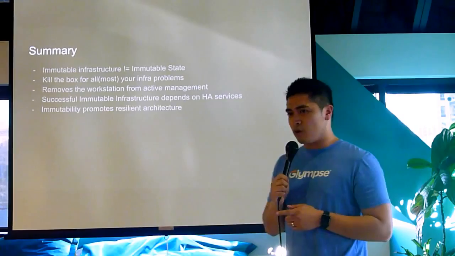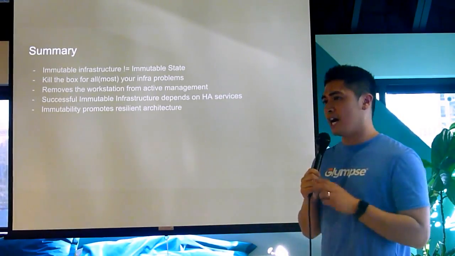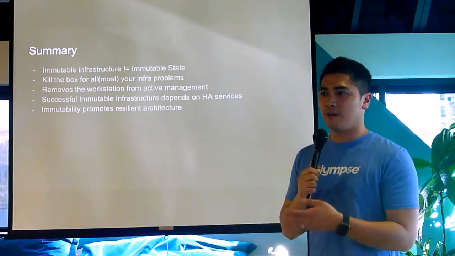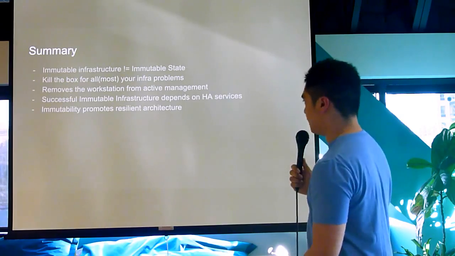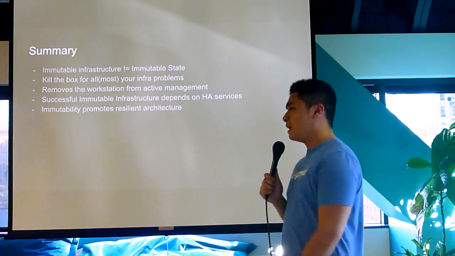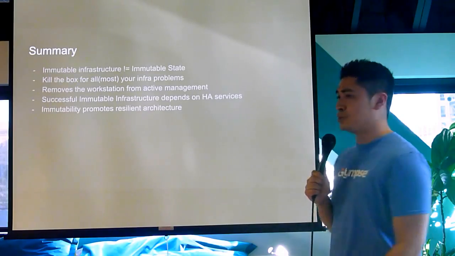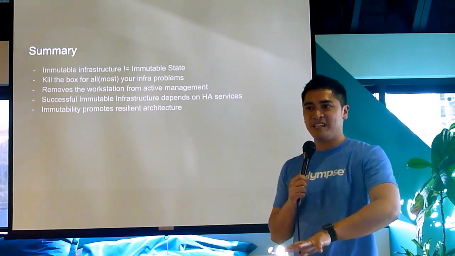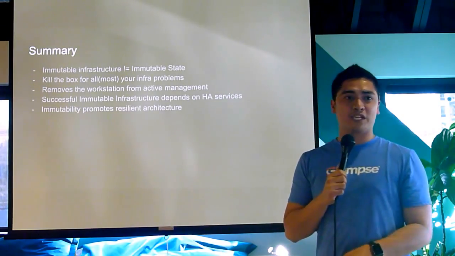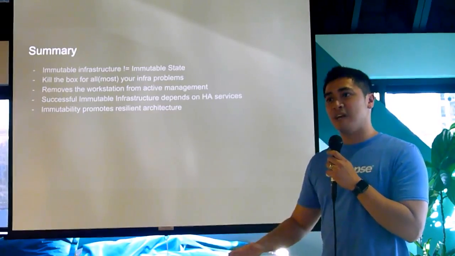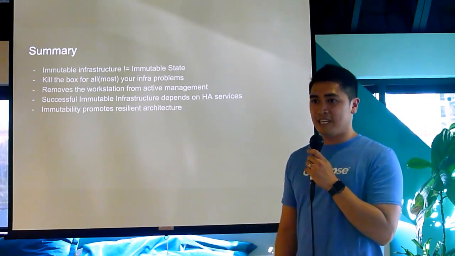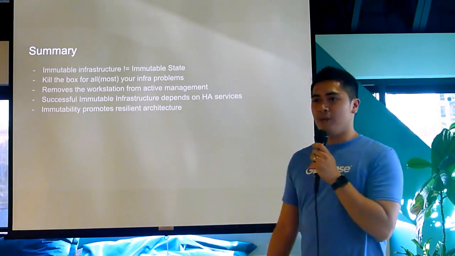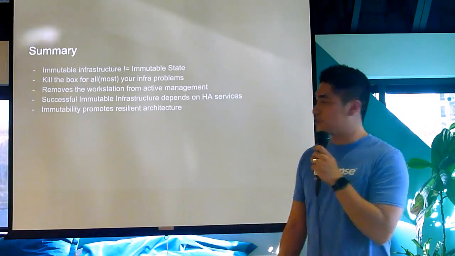Successful immutability, one of the main requirements, depends on highly available services, so fault-tolerant services. If Consul was not highly available, when I kill that box, everything would just die, right? And so we cannot have immutability in that case. And a cool side effect of immutability is it promotes resilient architecture. In order to be successful at immutability, that kind of speaks for how good your architecture is. If you can't do immutability, you probably have some work to do to get to that point. But this is the dream, right? Where your infrastructure just takes care of itself, self-healing.